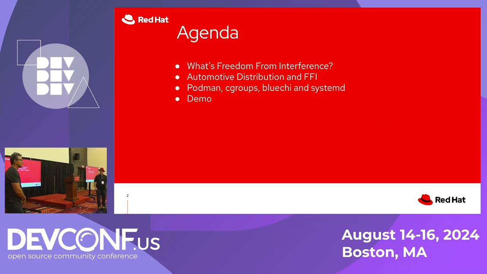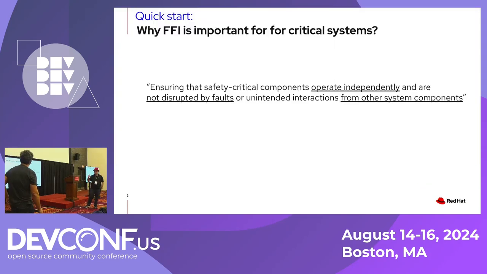The agenda for tonight is: what is freedom from interference? We are going to speak about the automotive distribution and the FFI, Podman, cgroups, BlueChi, systemd, which are components of this distribution, and a few demos, two demos, just to show some of the power that we are building as a team at Red Hat, CentOS, Fedora. Yariv, how about you start?